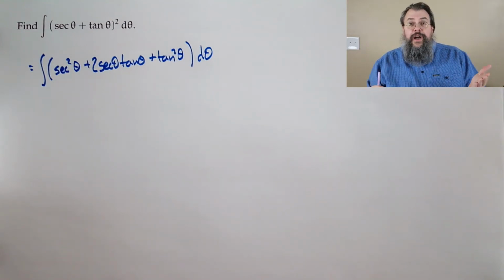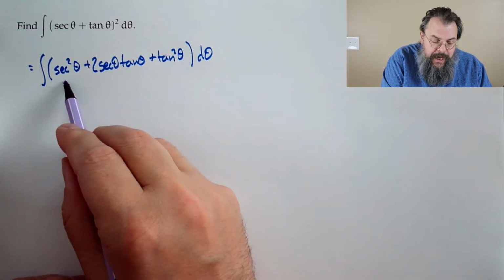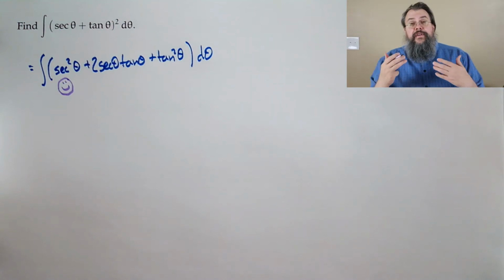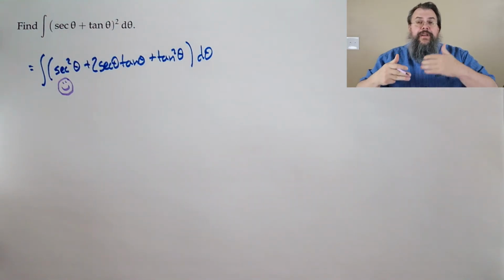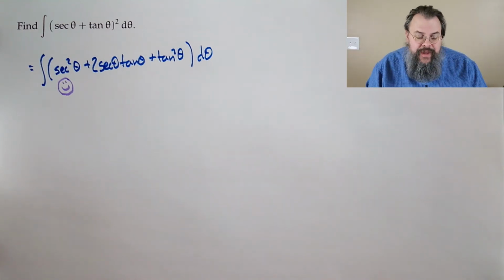So, secant squared, are we happy with secant squared? Yes, we are happy with secant squared because secant squared shows up as the derivative of something. In other words, it's on our list of things that we can take the antiderivative of very easily. So we're happy, right? Yeah, okay.